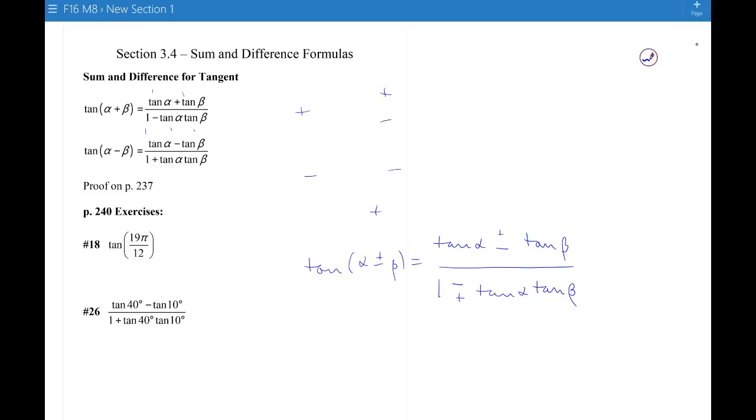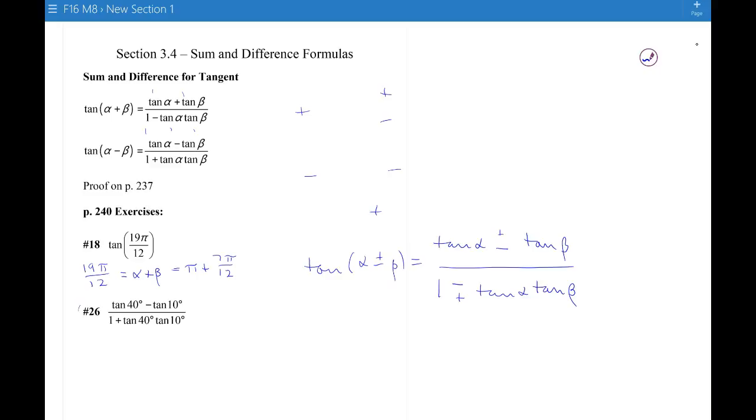So again, the idea would be to take 19 pi over 12, and let's see, that one's a bigger angle, so this is probably going to be an alpha plus a beta. And in fact, if you think about it, 12 pi over 12 is pi. So you could think of this as pi plus 7 pi over 12. And go from there. So we'll look at these together in class.